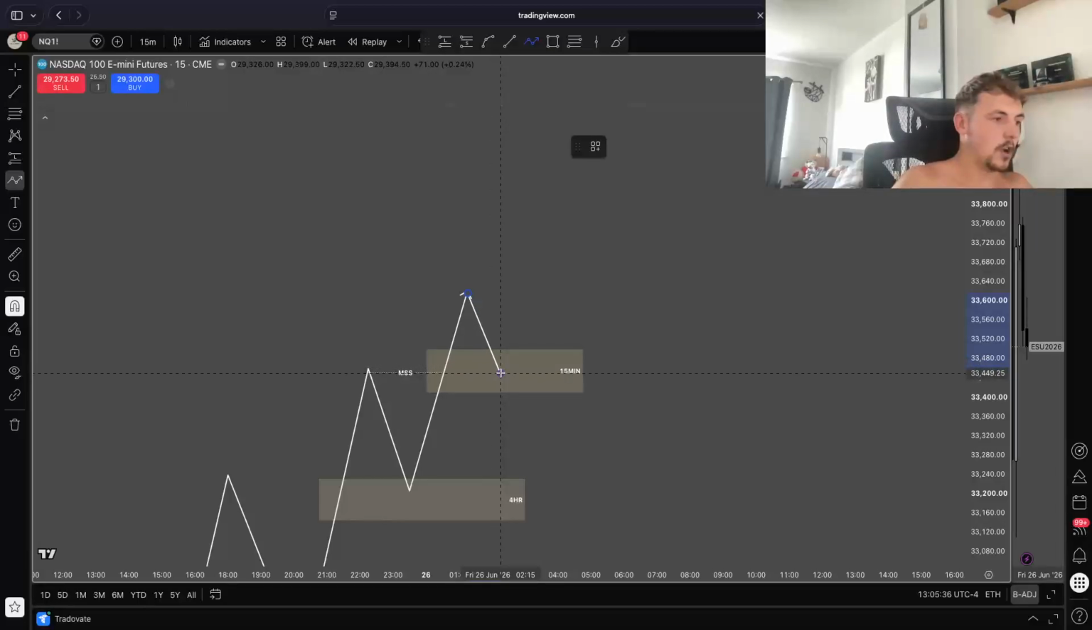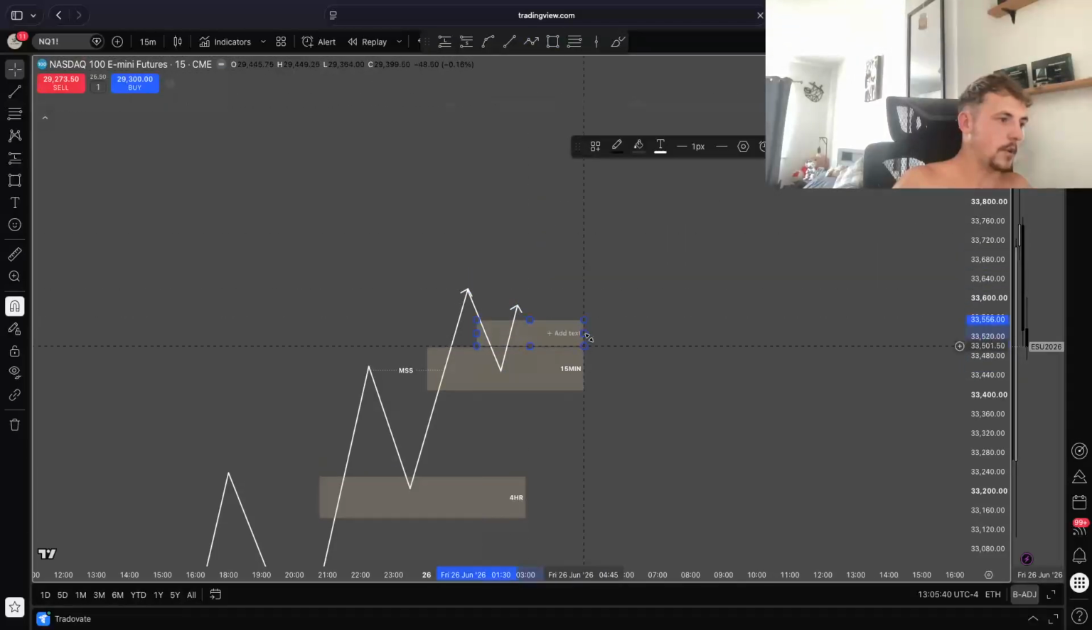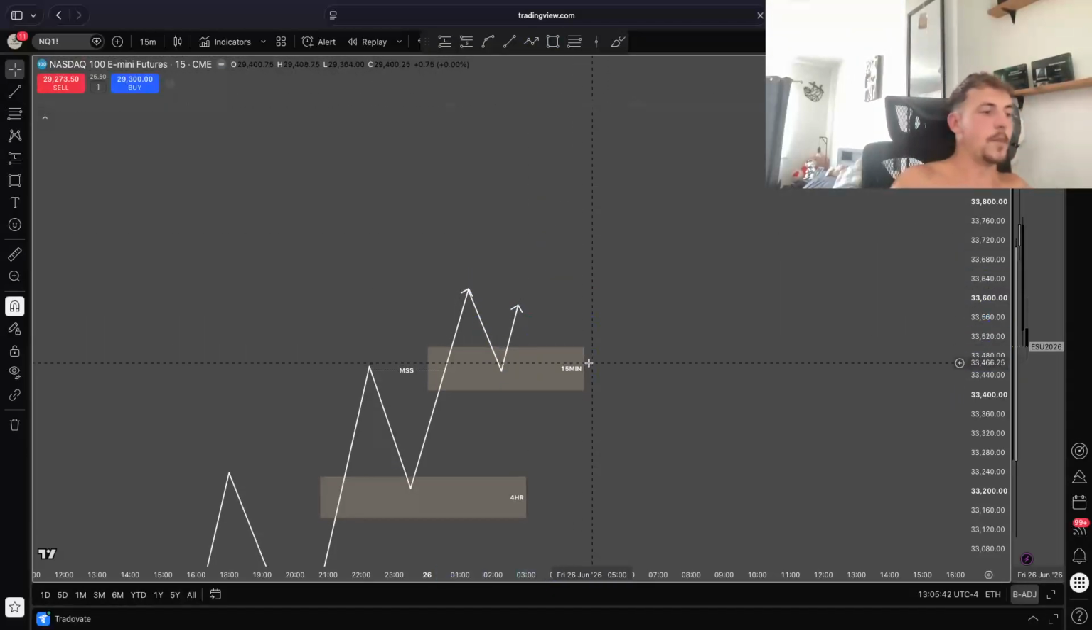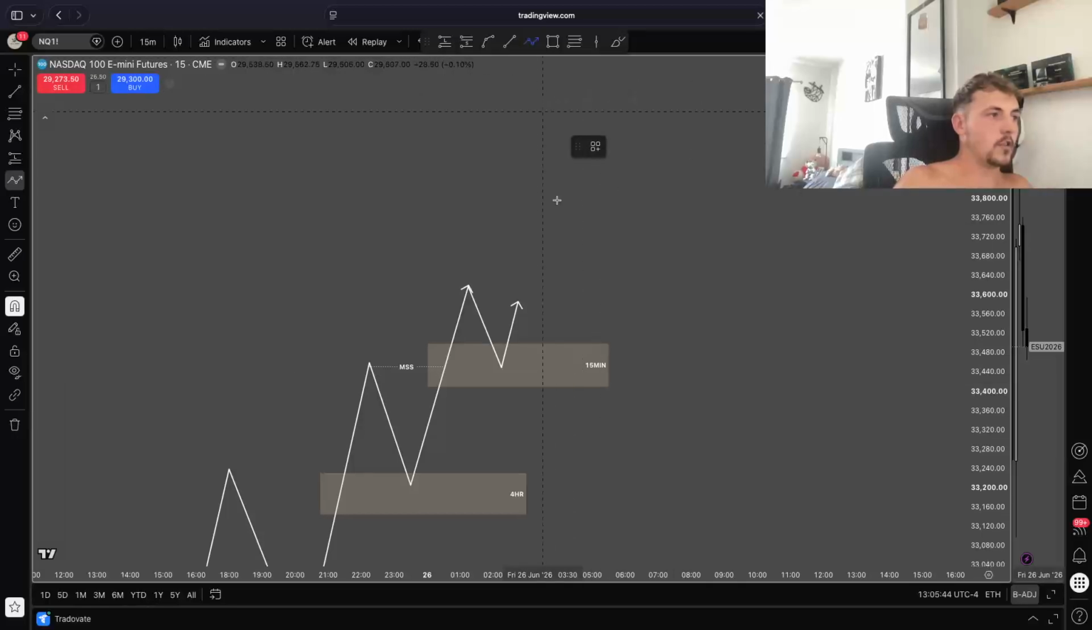Now, a lot of people are just going to enter if they see a tap into a fair value gap, an inversion, and then they end up getting stopped out and wonder why. Now, this is where SMTs come into play. This is going to save you a whole lot of not getting chopped up, and this is when you know that price is truly ready to go.